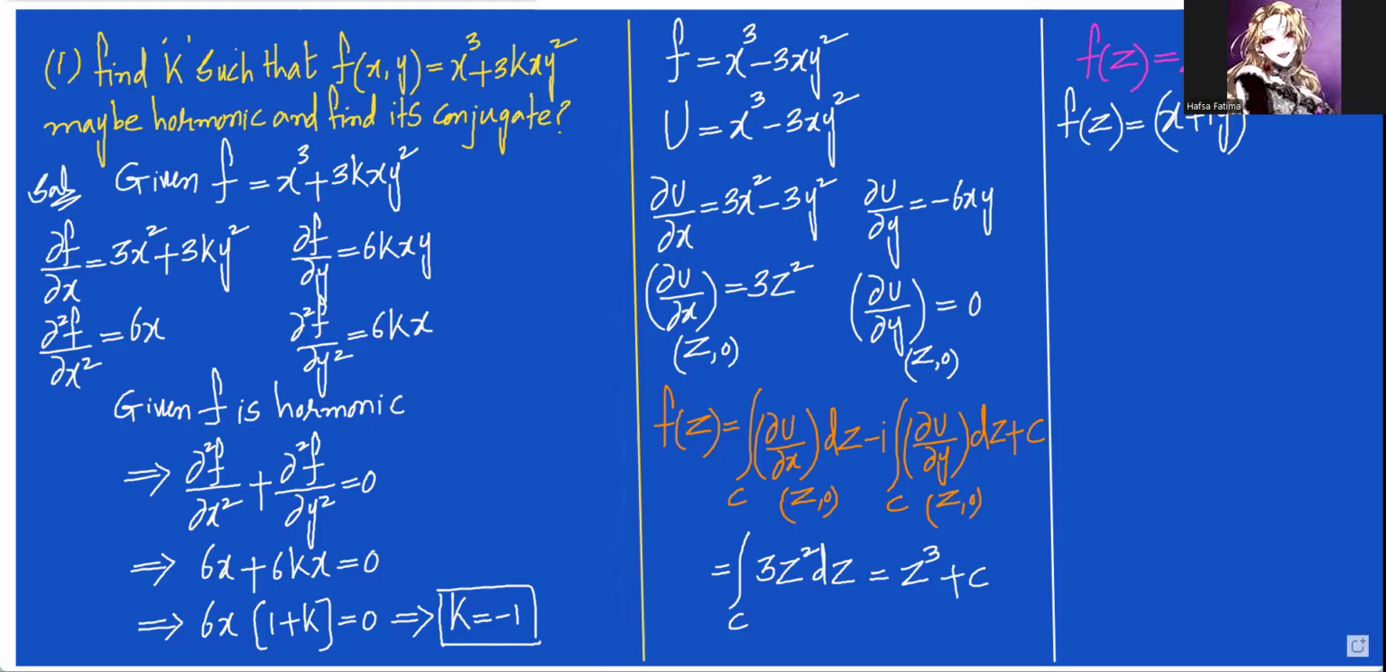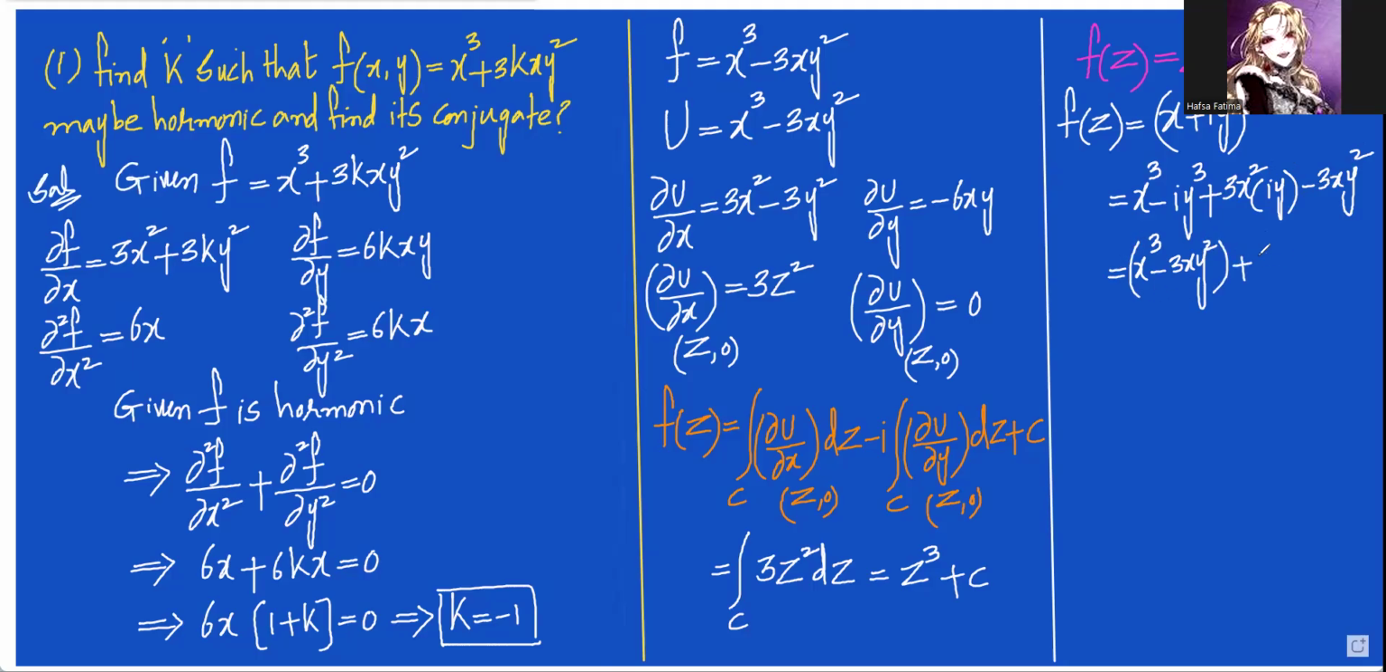(x + i y) whole cube. (a + b) whole cube, we can apply the a cube plus b cube formula. i cube value is minus i, so minus i y cube plus 3a square b and 3ab square. So minus 3x y square, because i square value is minus 1. If I am separating real and imaginary parts, x cube minus 3x y square is our real part.